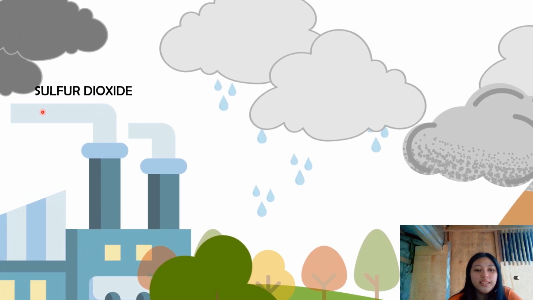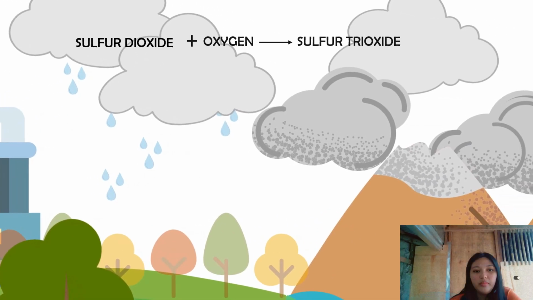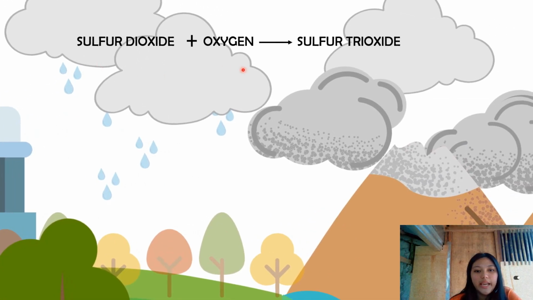Human activities have played a major role in altering the balance of the global sulfur cycle. Humans are responsible for a third of all sulfur that is in the atmosphere. The burning of fossil fuels, such as coal and oil, releases sulfur dioxide into the atmosphere. The sulfur dioxide reacts with atmospheric oxygen and creates sulfur trioxide.